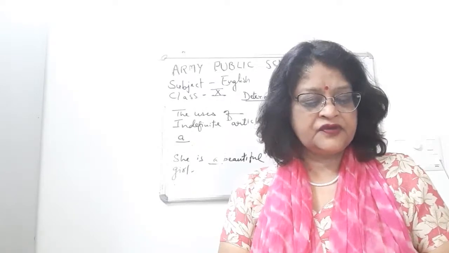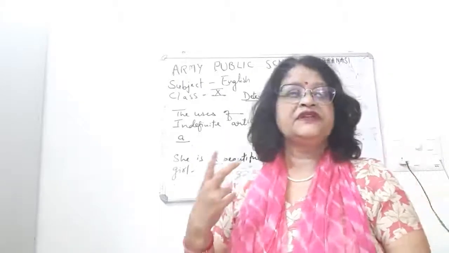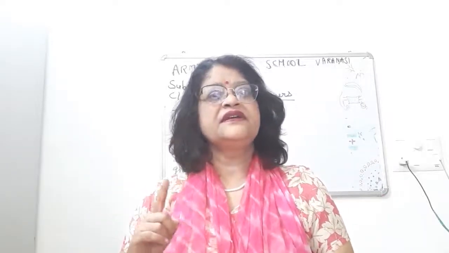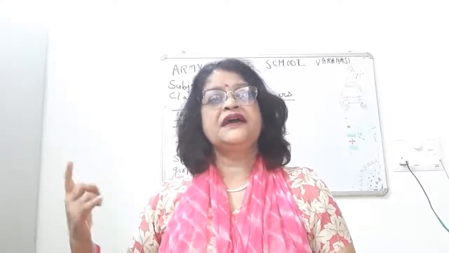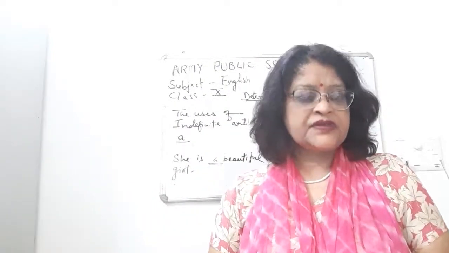Then if two words are used as a single unit, like knife and fork, they are two words, and we generally take them as a single unit. So then a will come before it. A knife. I would like to have a knife and fork. The old lady had a cup and saucer in her hand.